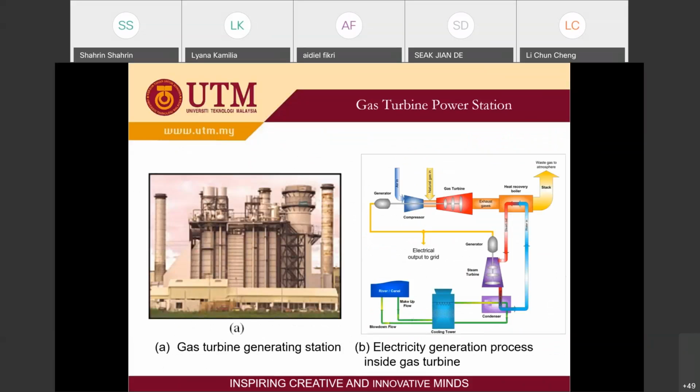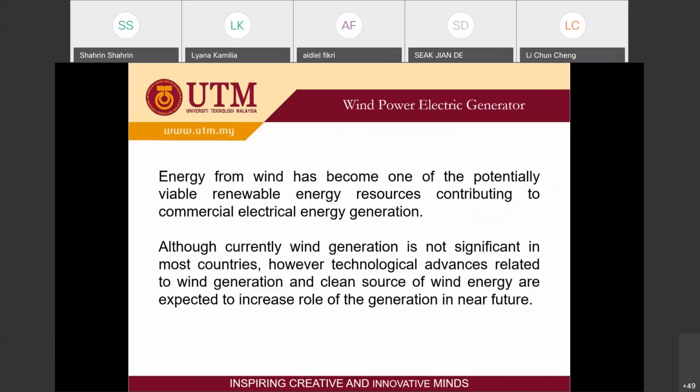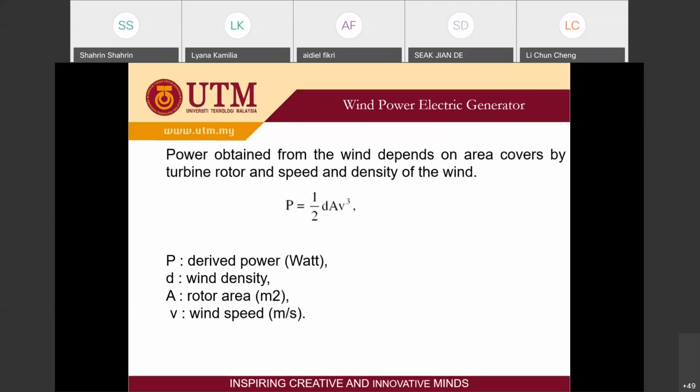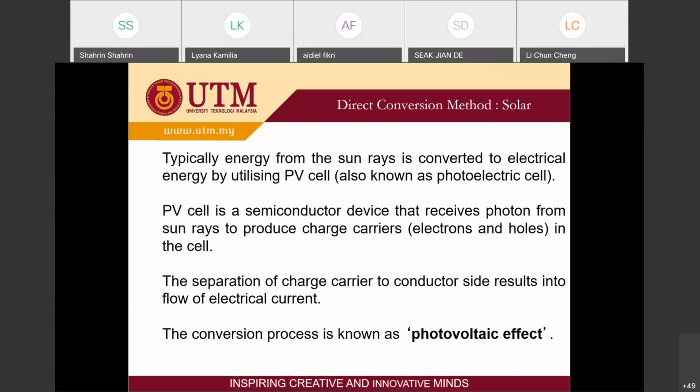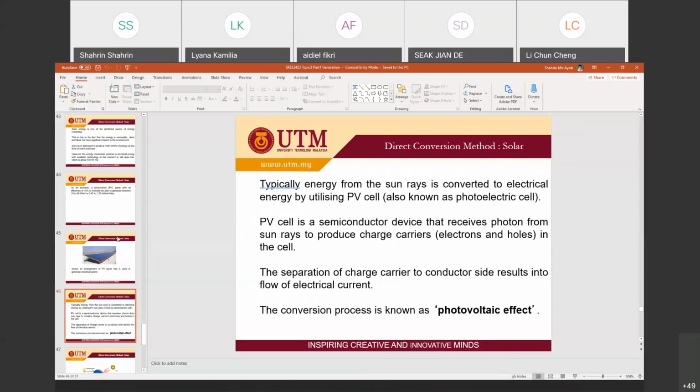And this is about gas turbine power station. I think this one will not be covered. Also for the wind power. For your information, the test and final exam will only cover the first two power generators, which are the coal combustion, and the second one, the hydroelectric. This wind power electrical generator will be your assignment actually.